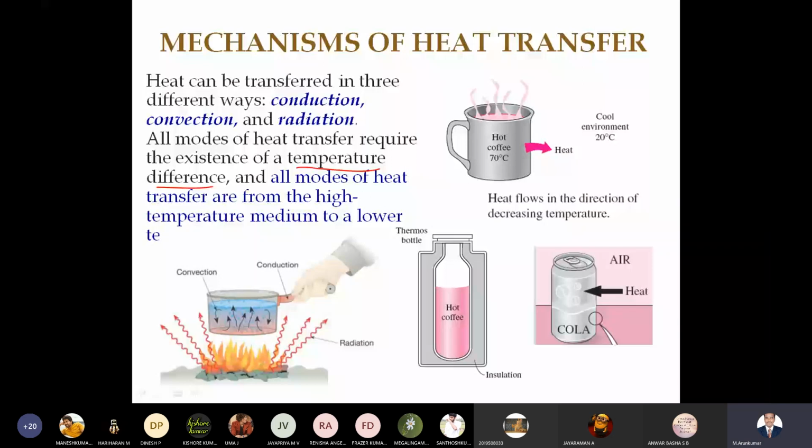Then another example is a cup containing hot coffee. For example, if the coffee is around 70 degrees Celsius, then definitely there will be heat transfer to the environment, whose temperature is 20 degrees Celsius, right? So the surrounding environment is at 20 and the system is at 70 degrees Celsius. So according to the second law, definitely heat transfer will happen.